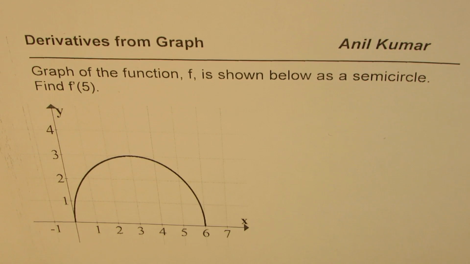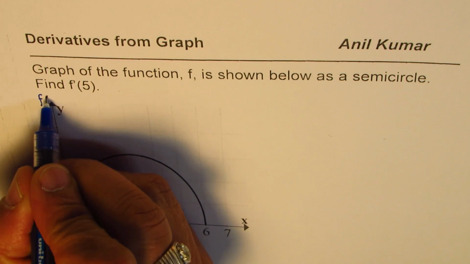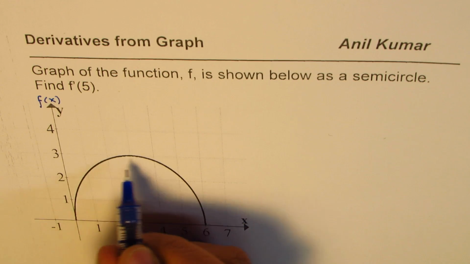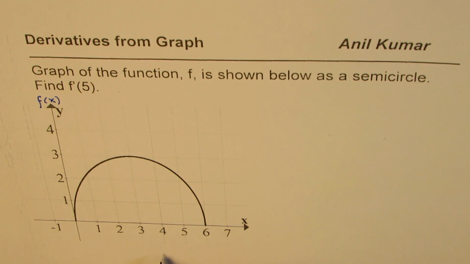The question here is, the graph of the function f is shown below as a semicircle. Find f dash 5, that is, the derivative of this function at 5. So we are given f of x here. This is a semicircle. You need to find the derivative of this function at x equals 5. Okay, you can pause the video, answer the question, and then look into my suggestions.